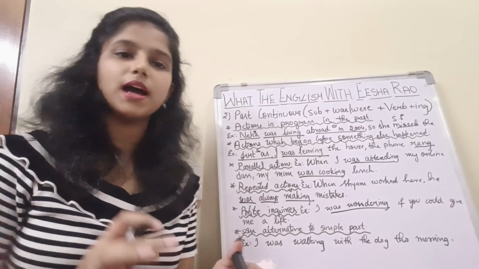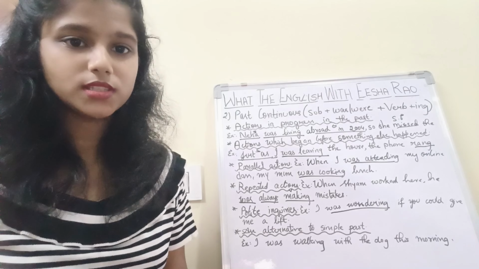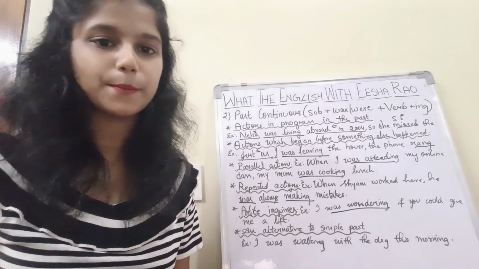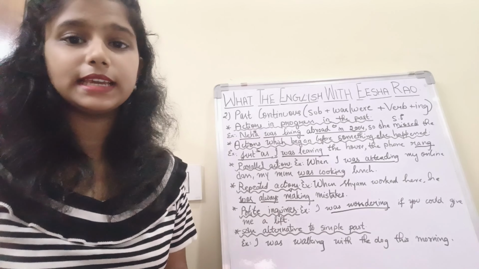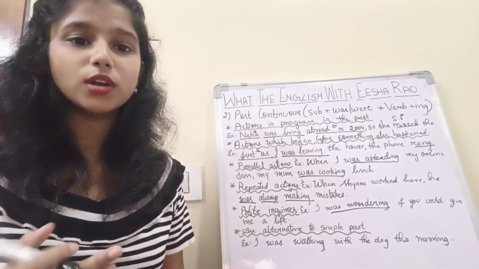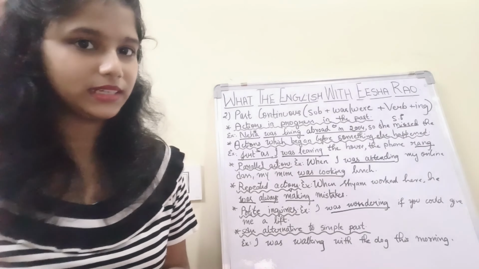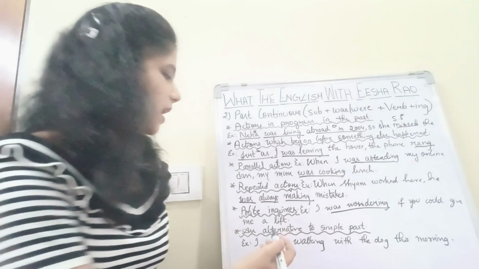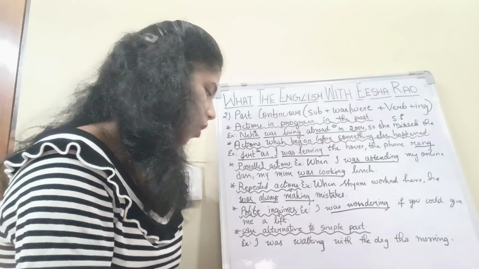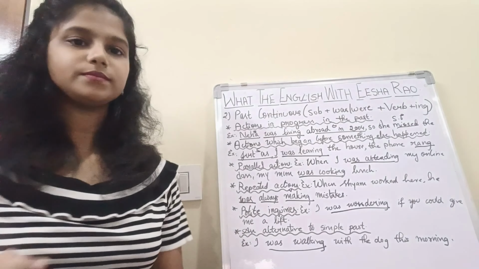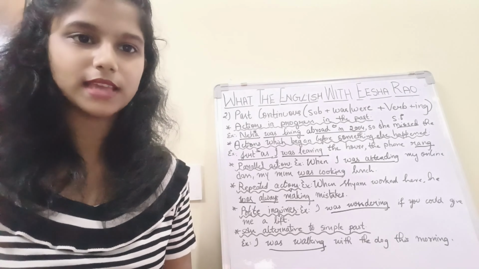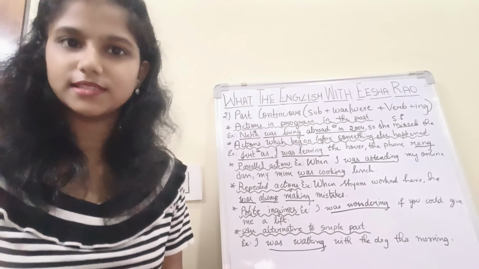Now, past continuous tense is also used as an alternative to the simple past. That means it is used to indicate a more casual and less deliberate action. For example, I was walking with the dog this morning. Was walking is from the formula. Have a look at the board once, and I think these are enough examples.